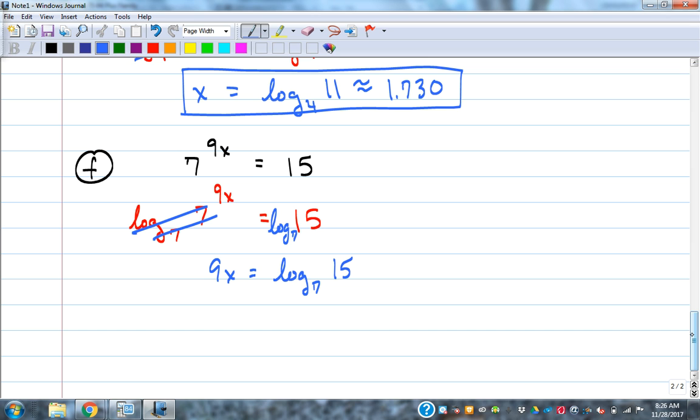How do you get x by itself? Divide by 9. Just like, log base 7 of 15, that's a number. It's not a very pretty number. It's a nice, ugly decimal. But it's just like if this were an 18 over here. You divide by 9 to get x by itself, just like any other equation. So x is equal to log base 7 of 15 divided by 9. We'll get the decimal approximation for that.